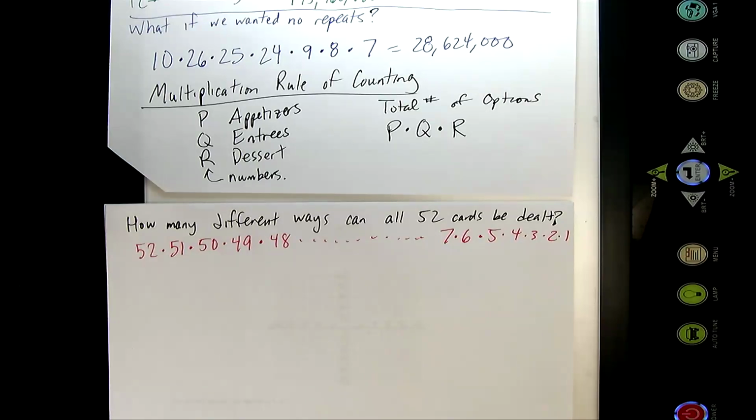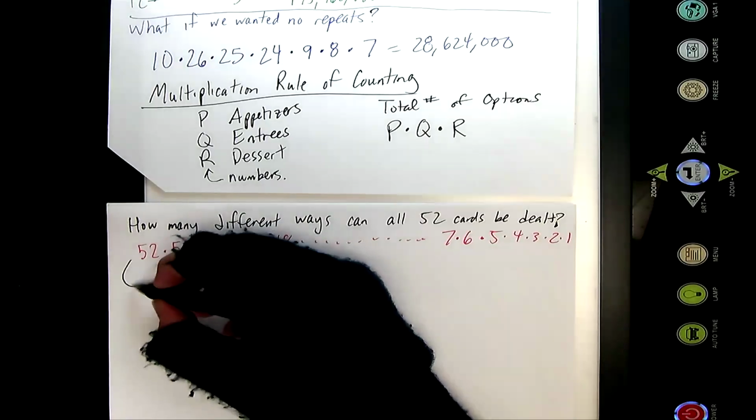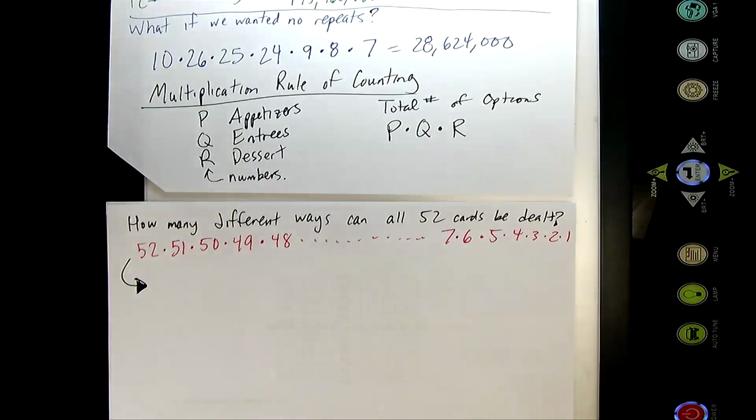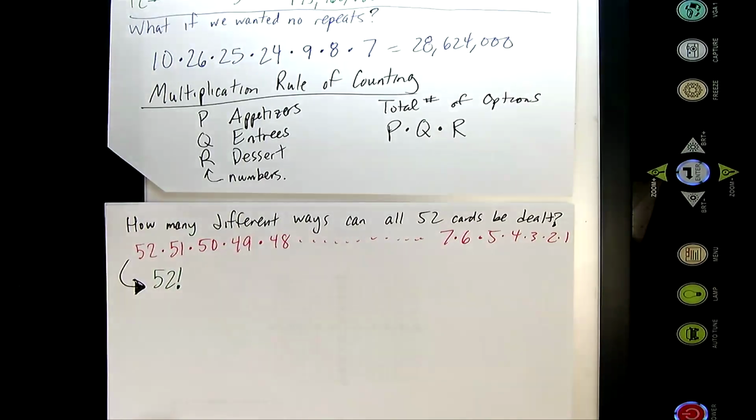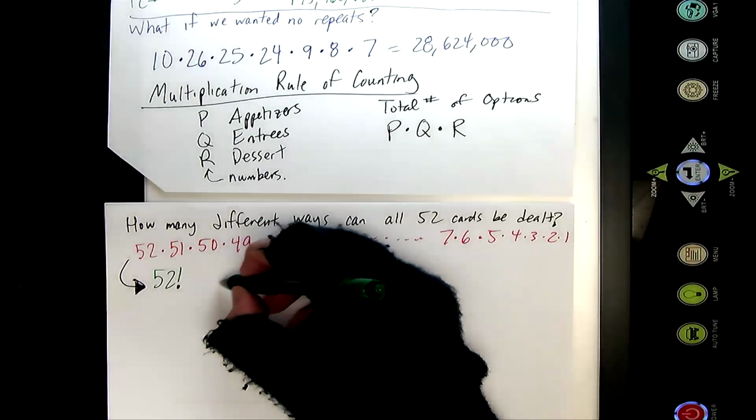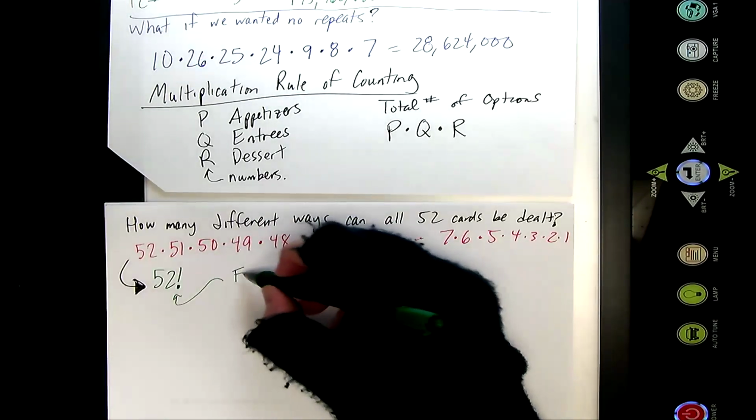Now, how long do you think it would take you to enter this in your calculator? Taking a while to enter this in the calculator, right? This shows up in math a lot. They came up with a shortcut for it. So any number that multiplies by itself down to 1, this entire thing, the shorthand notation for it is 52 with an exclamation point. This exclamation point is called the factorial.